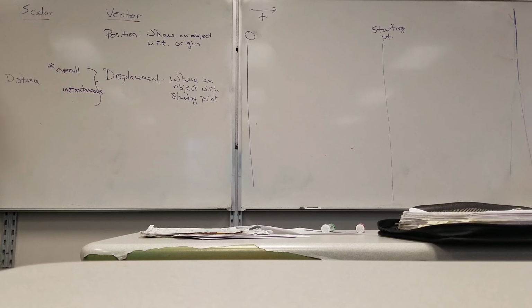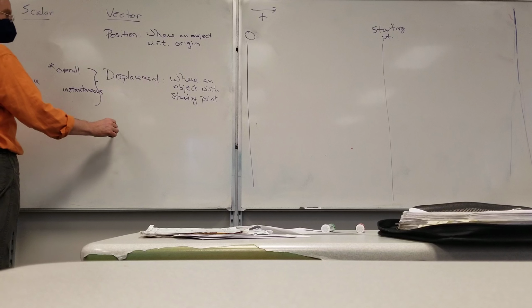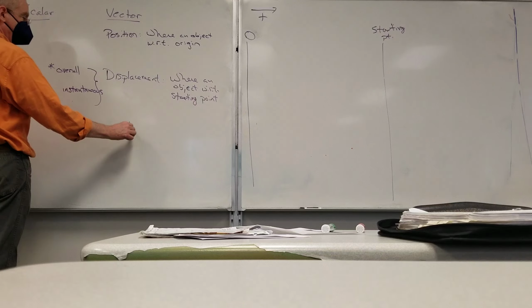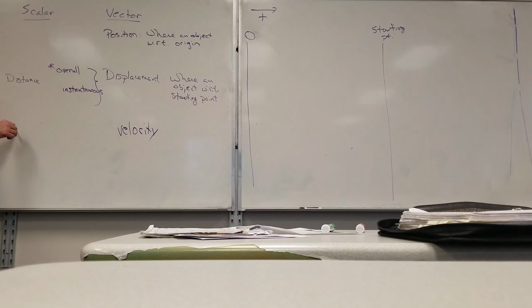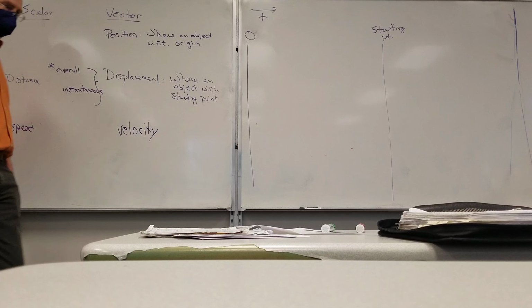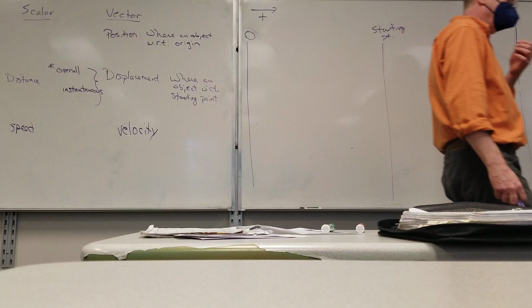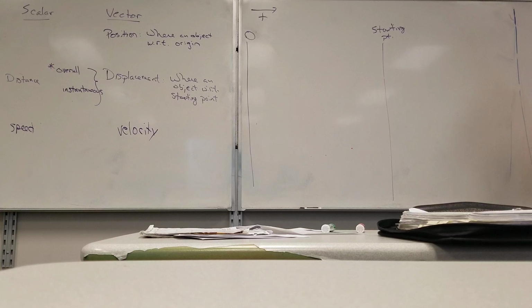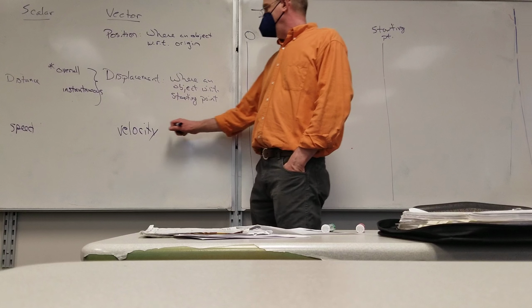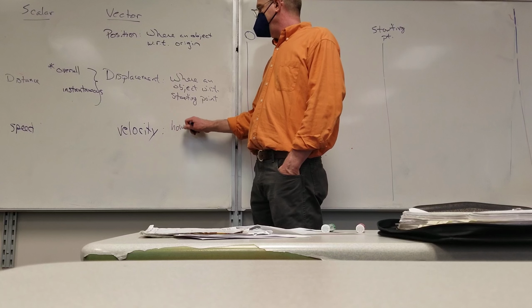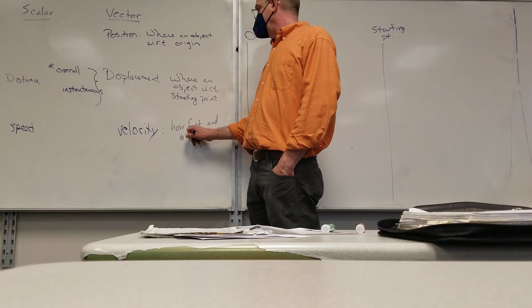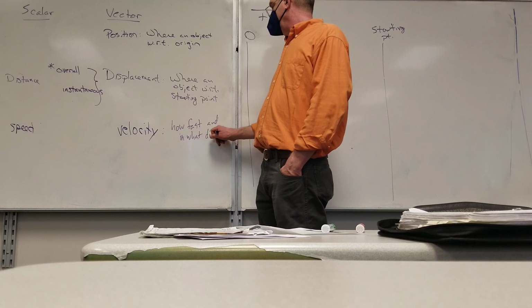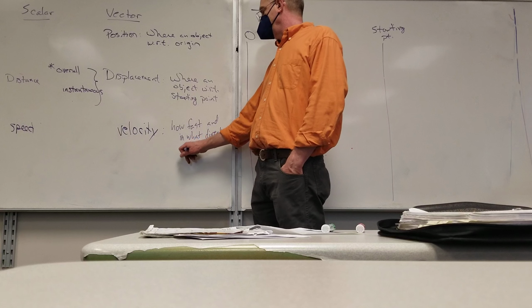All right. Next level. Velocity. And the scalar equivalent, speed. Your car has a speedometer. It doesn't care about direction. It's telling you the speed. Velocity, though, does care. So how fast and in what direction an object is going.